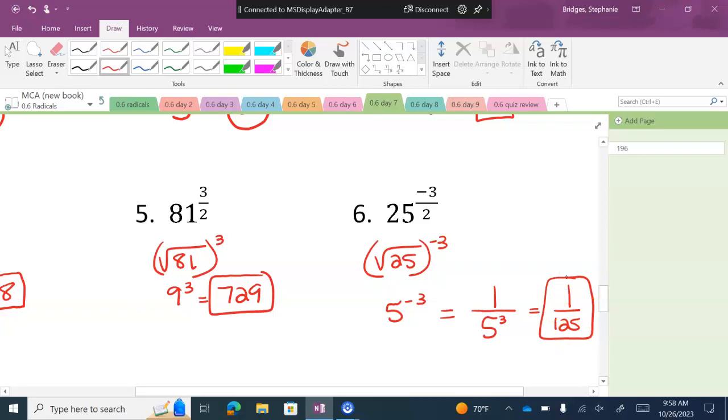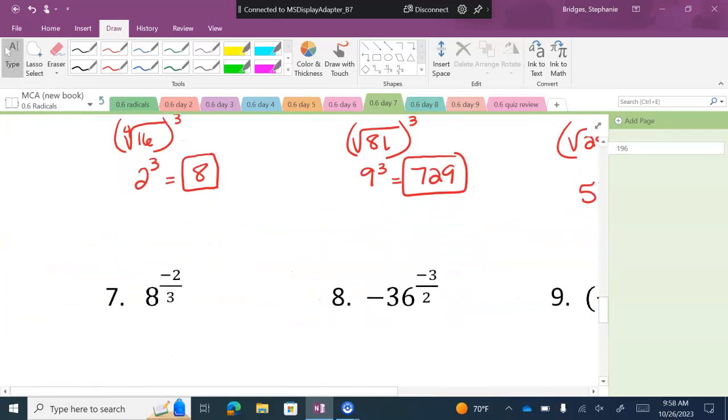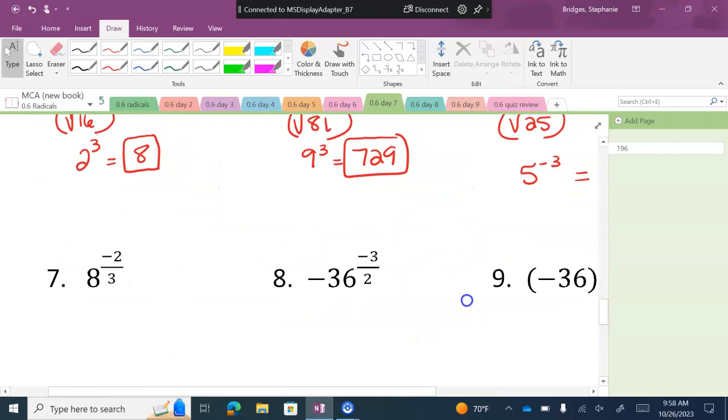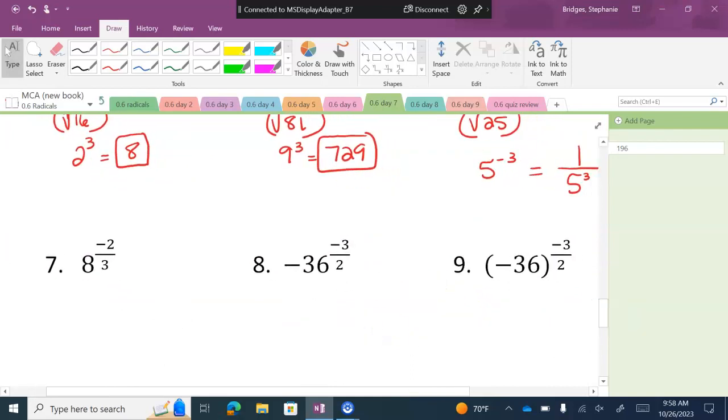So combining some stuff that we've already done with this new stuff. Is everybody okay with that so far? Okay. I want you to try 7. We're going to have to talk about 8 and 9. Okay, go ahead and try 7. And then we're going to need to talk about 8 and 9 because they're a little bit different.